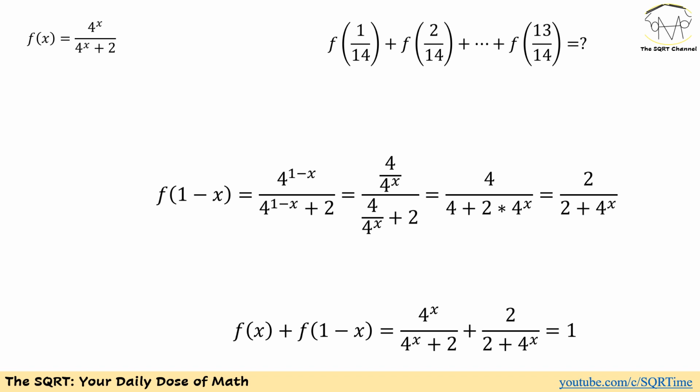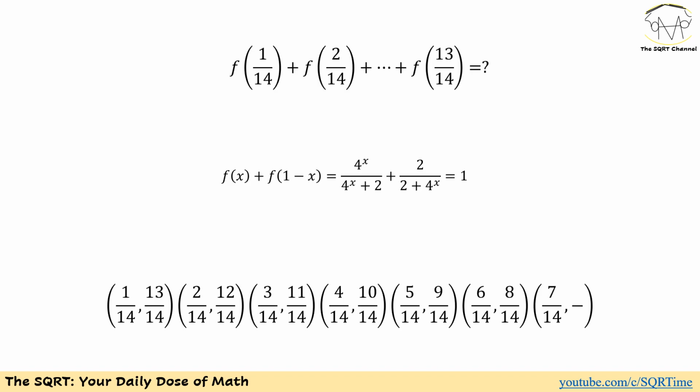Now let's focus on what we have for f of x and f of 1 minus x. As you can see, if you add them together, you're going to end up with 1. There is something beautiful here that I want you to understand really well. We have f of x, we have f of 1 minus x, and you add them together, you will get 1. However, in the expression that we need to evaluate, if you pair things together, you are going to end up with 1 over 14 and 13 over 14.